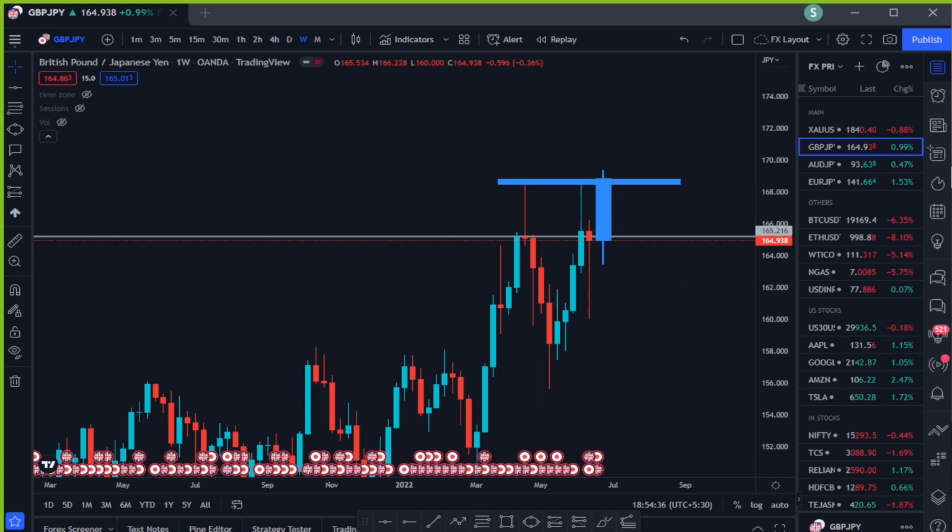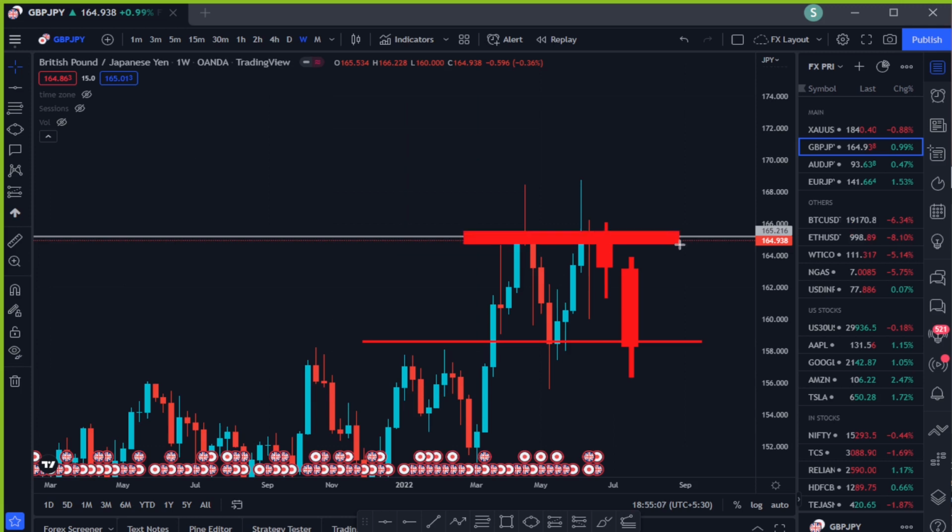If that doesn't happen, and we do not break the high of the previous candle, and we get a next weekly candle closure, something like this, a strong bearish candle, then we expect the price to make a top wick and move to the support, which is right here. So we can expect a strong bearish closure at this resistance area. So there is not a clear picture of what's going to happen on the weekly as well.